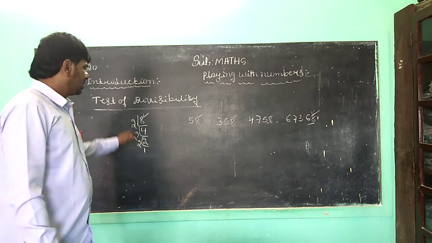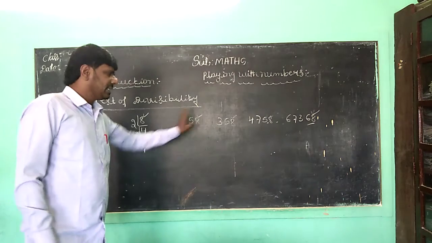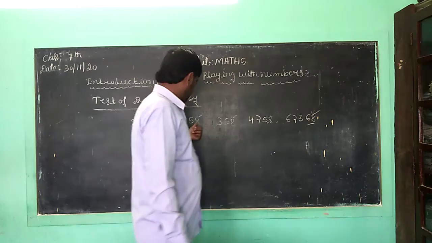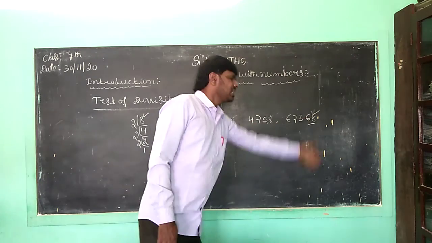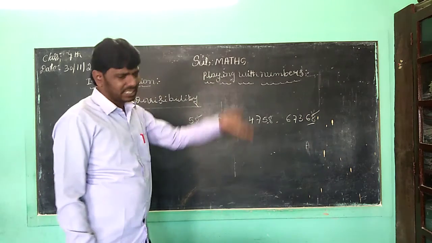Correct, children? Suppose 58, see here, 8 is there, an even number. Here also, here also, here also. Any number you want to take.